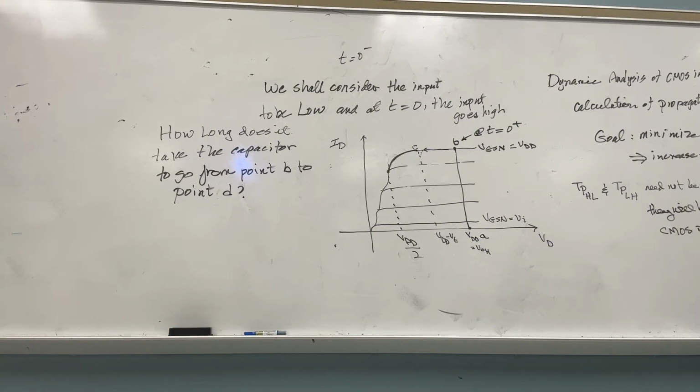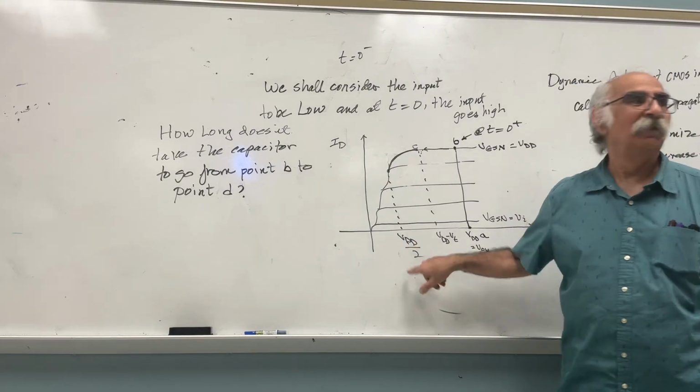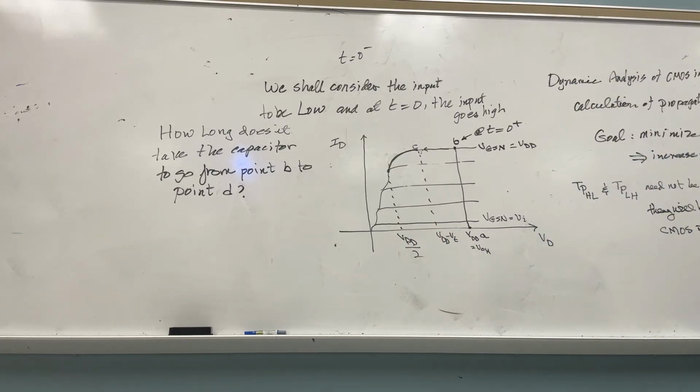Oh, sorry, point D is VDD over 2, right? Point D is when the output, the drain, is VDD over 2. That's how we define the propagation delay, right? When the voltage across the capacitor reaches one half of the maximum. Clear?